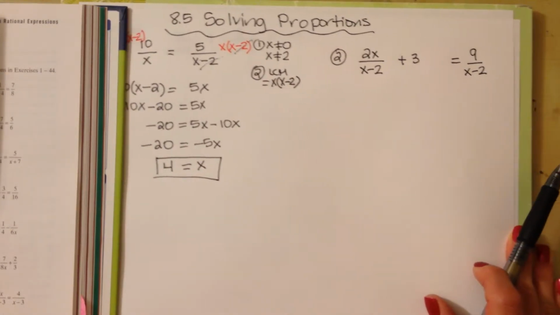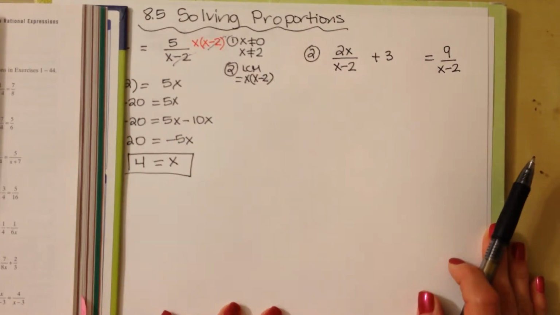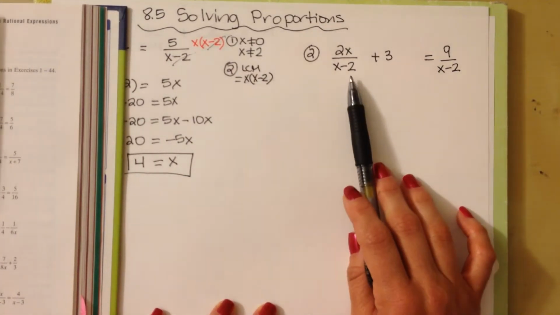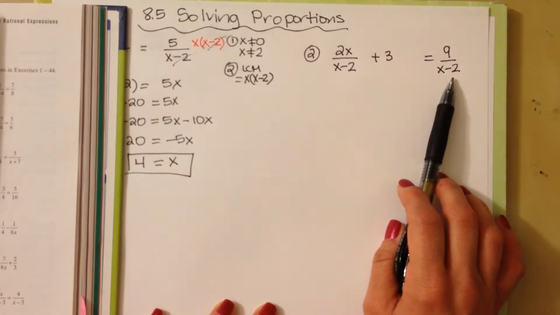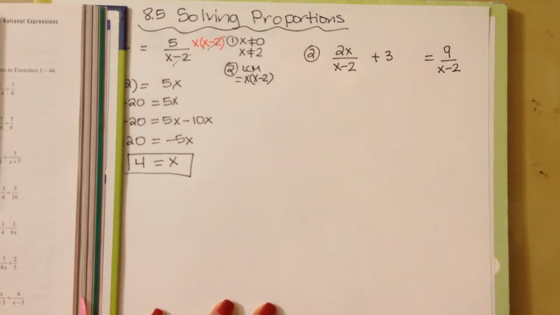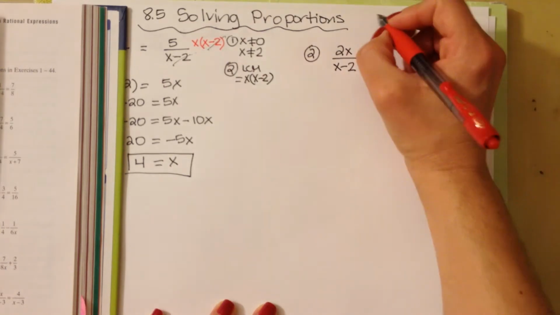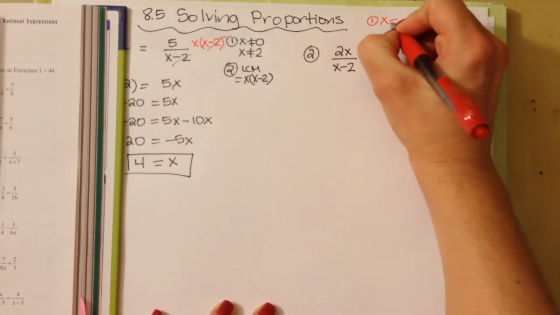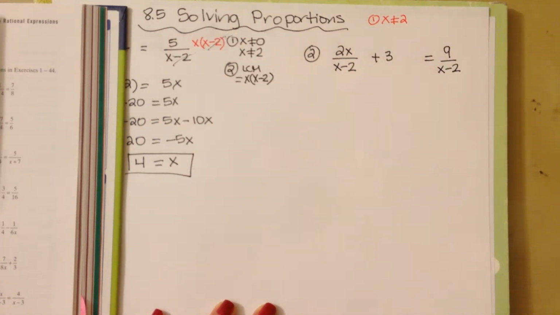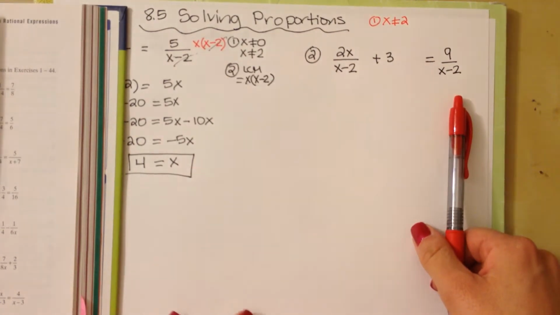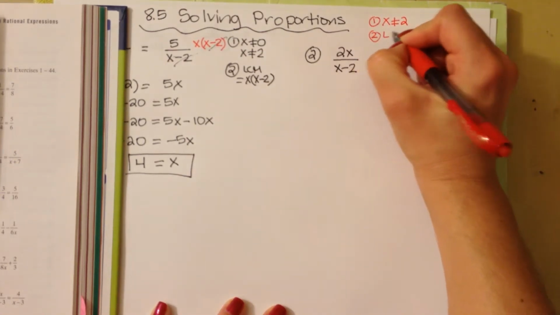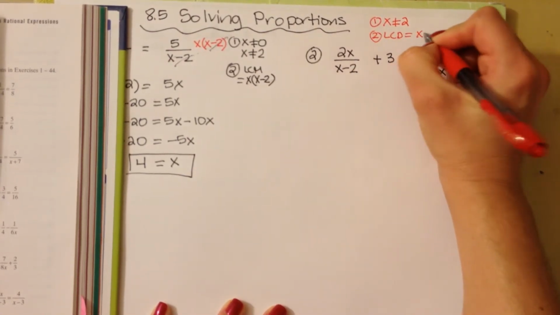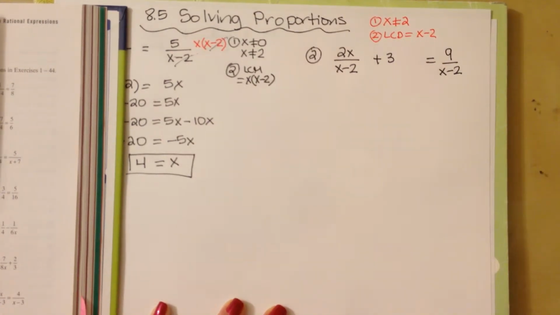Example number 2. If we look at this example, the denominator is x minus 2 for both fractions, and so we just have one restriction. The restriction is that x cannot be 2. Since the denominator is exactly the same, then the LCD is just x minus 2. So we multiply both sides by the LCD to eliminate the fractions.